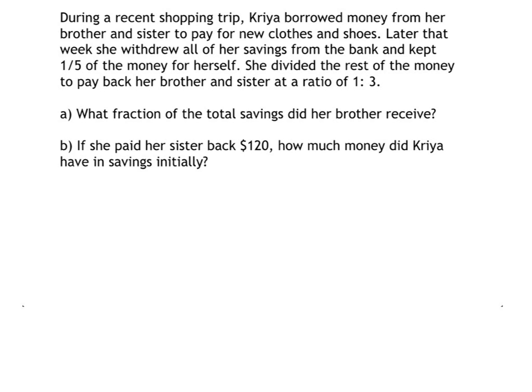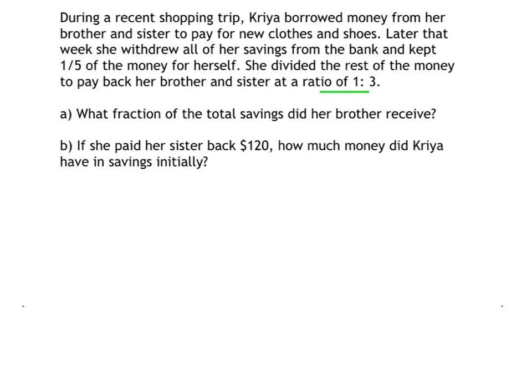During a recent shopping trip, Kriya borrowed money from her brother and sister to pay for new clothes and shoes. Later that week, she withdrew all of her savings from the bank and kept 1/5 of the money for herself. She divided the rest of the money to pay back her brother and sister at a ratio of 1:3. So it looks like her sister gave her more money than her brother. Cool.